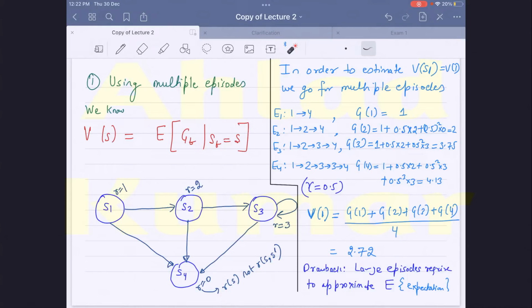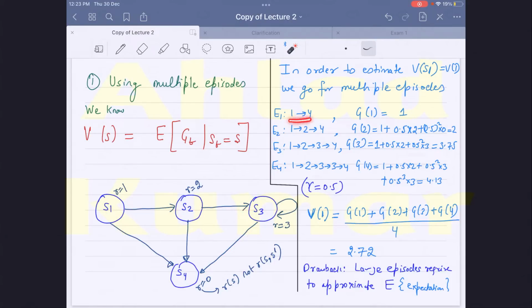The important thing is we want to reach the final destination, which is S4, and we are starting from S1. There are multiple ways of reaching S4 from S1. The first is going from 1 to 4 straight. The second path, which I am writing as E2, is going from 1 to 2 and then to 4. The third path is from 1 to 2 to 3 and then to 4. The fourth path is going from 1 to 2 to 3, repeating the 3 to 2 move two times, and then going to 4.